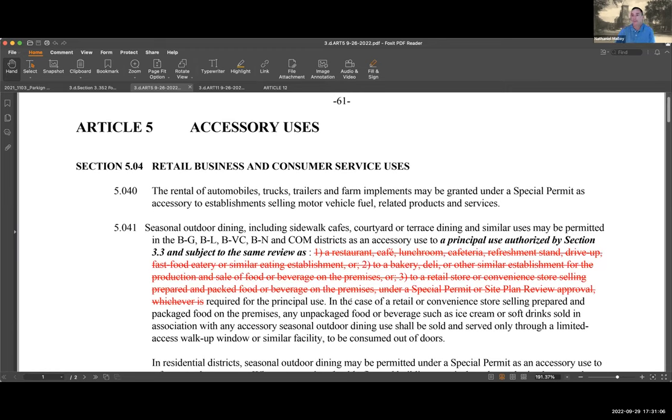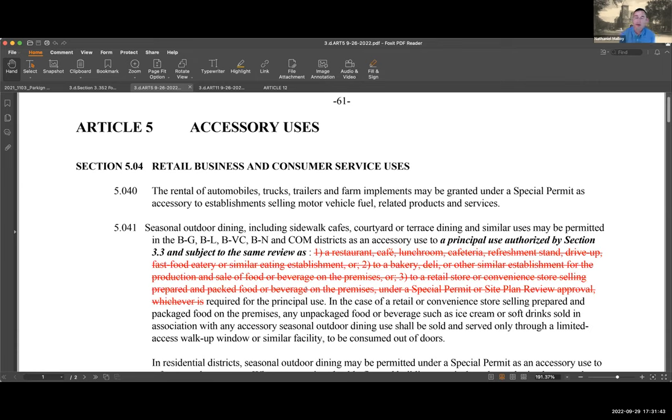So what this does is, in the BG, BL, BVC, BN and COM, it's only those five districts, outdoor dining could be allowed if it's accessory to any use in the use chart. And so there was some concern: wow, that means a gas station could have outdoor dining. And yes, maybe elsewhere in Article 5 we say the accessory use has to be customary in Hampshire County, so it can't just be some kind of one-off. And the way we define accessory is it has to support the principal use.